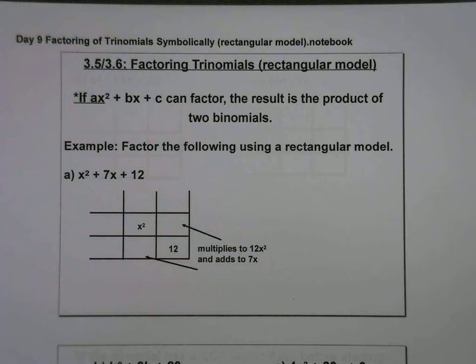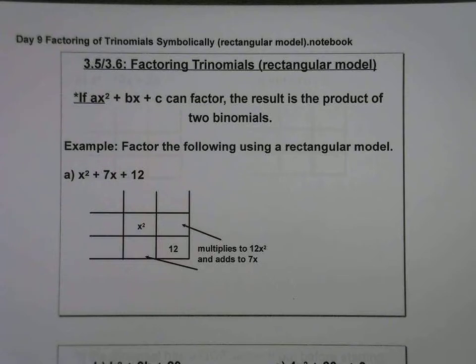If we have an area, like in the first example, where we've got x squared plus 7x plus 12, thinking in terms of tiles, we always put the squared terms in the upper left-hand corner. So in the rectangular model, I've placed an x squared in the upper left-hand corner. We always put the small squares, the small red squares, in the lower right-hand corner. That's why I've placed the 12 there.